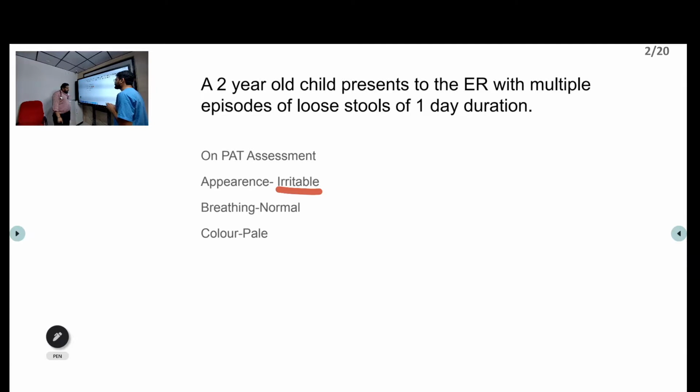Initial impression is that the child is looking stable, except that the appearance is mildly irritable. Otherwise, the child is pale, but there is no cyanosis. So with this background and the history of loose stool of 1-day duration, what do you have to anticipate? There is some problem in the circulation. There doesn't look like any problem with breathing. That is the only thing we can come to know from this assessment.